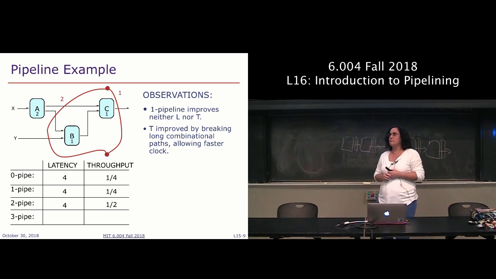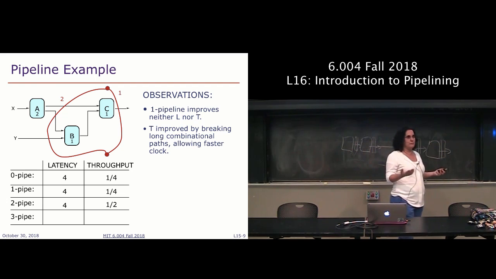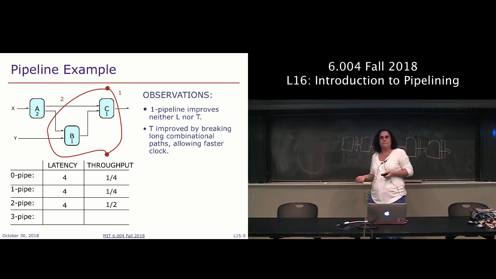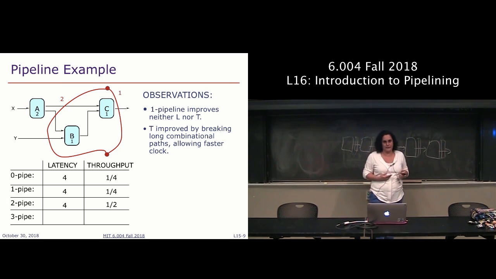2, and how many pipeline stages do I have? 2, and so my latency continues to be 4, it's 2 times 2, but what's my throughput? It's 1/2 because my clock period has gone down to 2, okay?